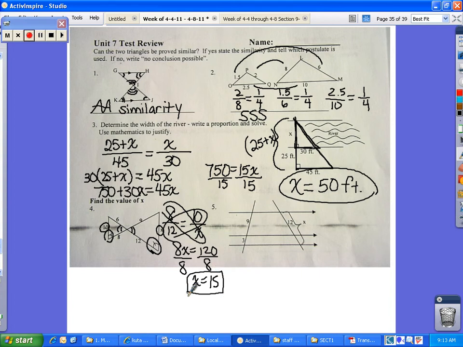Over on number 5, this is the side-splitting theorem. So part over part equals part over part, but notice that it's not comparing to a part. It's comparing to a whole. So you do part over whole equals part over whole. So 9 over the whole, which is 12, equals the 12, which is the part of this side, over the whole, which is the x. So cross multiply, divide, and x equals 144 over 9, simplified is 48/3.